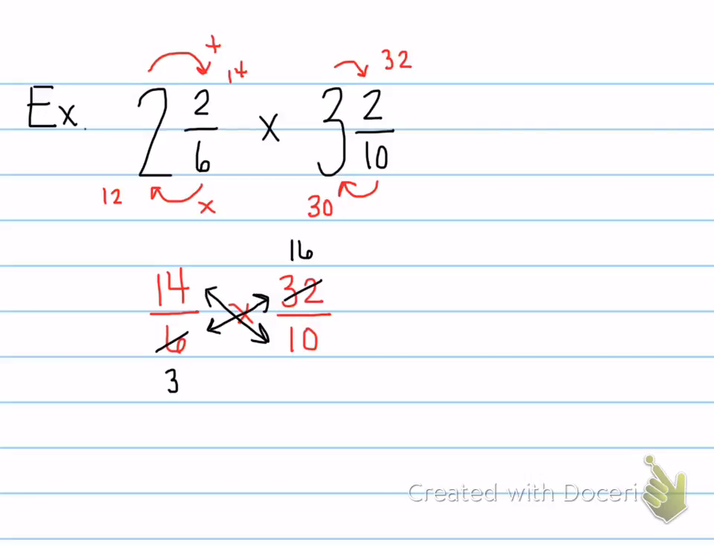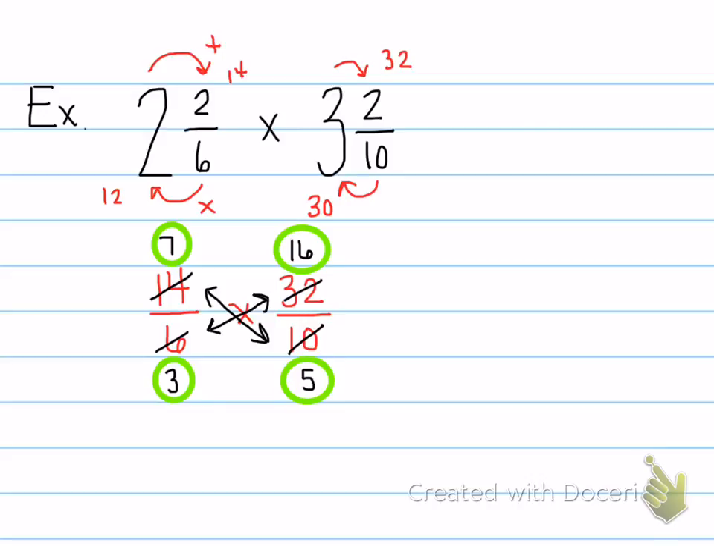14 and 10. I see they're both even, so I know 2 goes into both of those. Check some other ones. 5 doesn't go into both. 7 doesn't go into both. So I'm going to stick with 2. 2 goes into 14 7 times. 2 goes into 10 5 times. I need to check my verticals. This vertical is 7 and 3. Nothing goes into 7 and 3. And this vertical is 16 and 5. Nothing goes into 16 and 5.